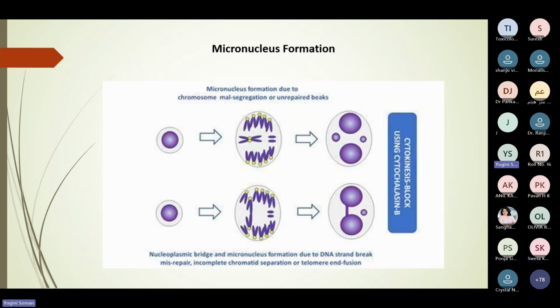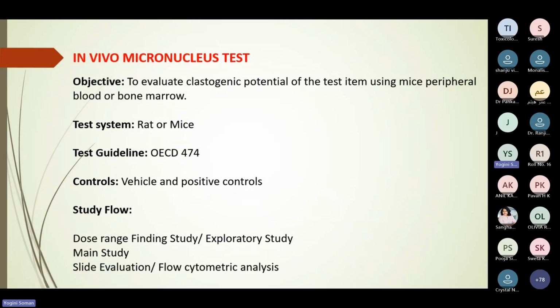So I'm going to give the continuous flow of the in vivo micronucleus test study. The first part is a dose range finding study or exploratory study, same as in the in vivo chromosomal aberration test. First is the solubility of the test item: first aqueous vehicles, analytical grade water or water with Tween, or corn oil. Then the dose range finding study or exploratory study is based on the LD50 value of the test item or the clinical signs and the mortality results.